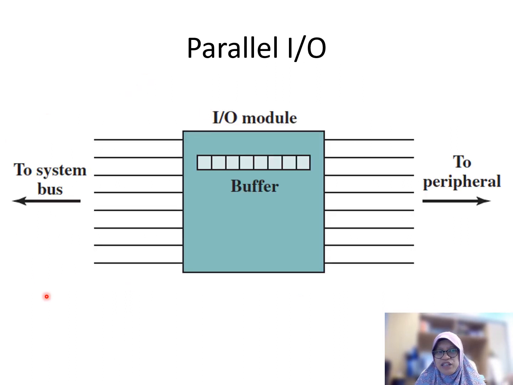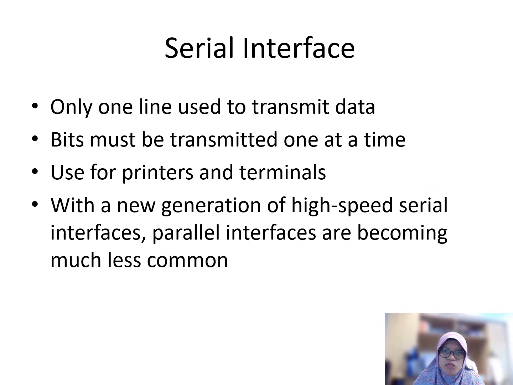This is a figure that shows the inside, or the block diagram, of a parallel interface. This is the system bus, which includes multiple lines of input data that connect to it, and then they require some buffer inside, so that the data can be transferred out using multiple lines to the peripheral.